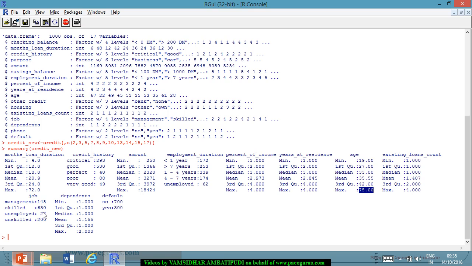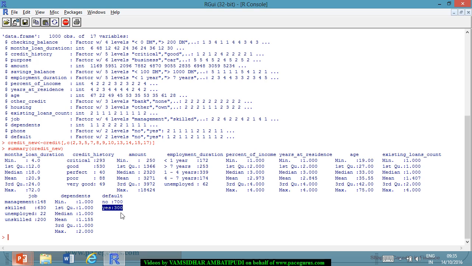When we are talking about the job, we have almost 630 people in a skilled job, 148 in a management job, 200 in an unskilled job, only 22 of them unemployed. Dependents wise, we see 1 or 2. Out of the total data, 700 of them did not default, 300 of them have defaulted, which is more like a 30% default rate.